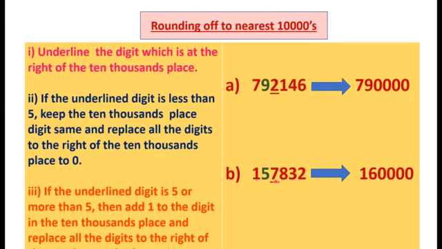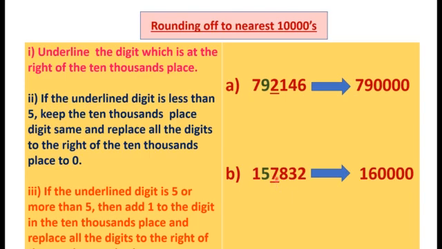Fine. And one more question is here, children: 1,57,832. First of all we have to see which digit is at the 10,000's place. We find here 5 is the digit at the 10,000's place. Now we have to underline the right hand side digit, so we have underlined 7. Now we have to check whether 7 is greater than, equal to, or less than 5. So we find here 7 is greater than 5.